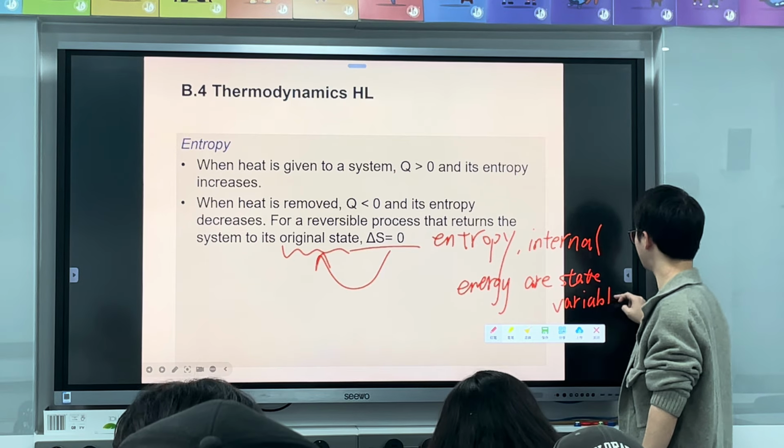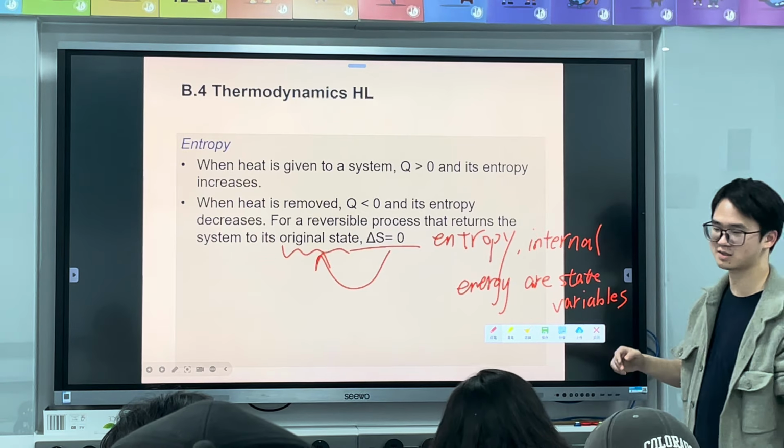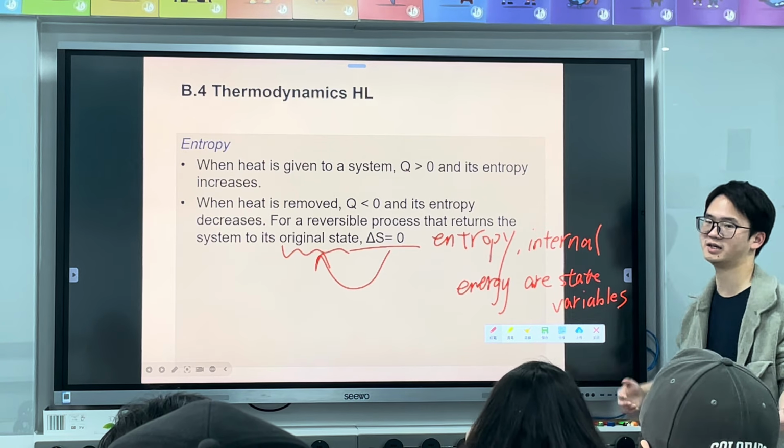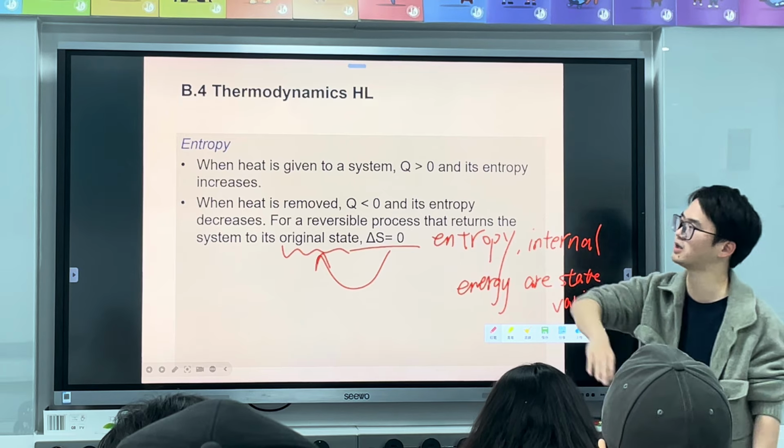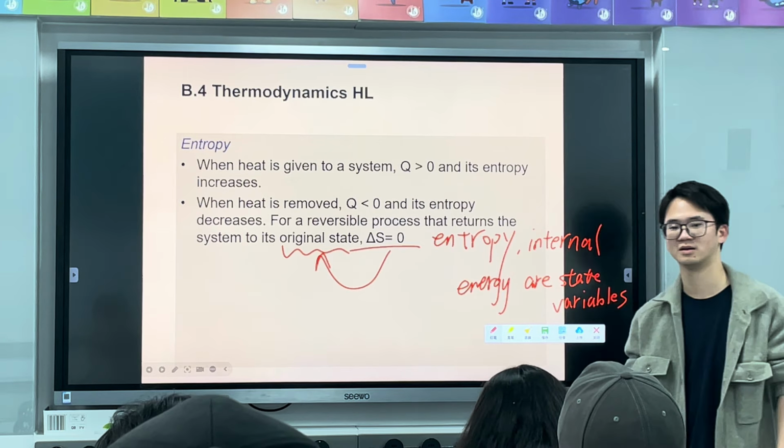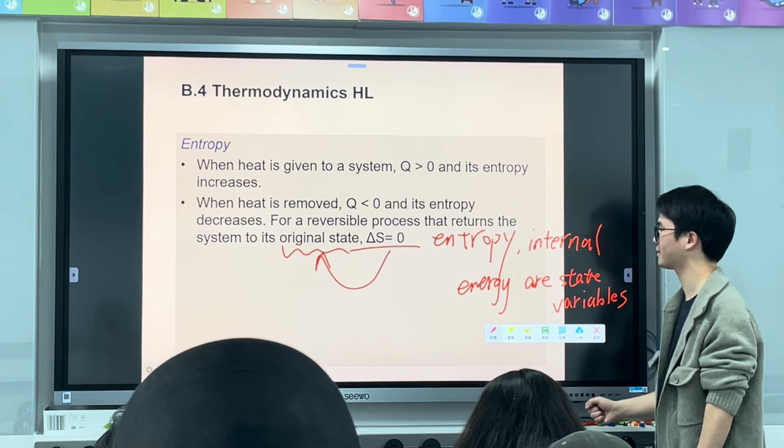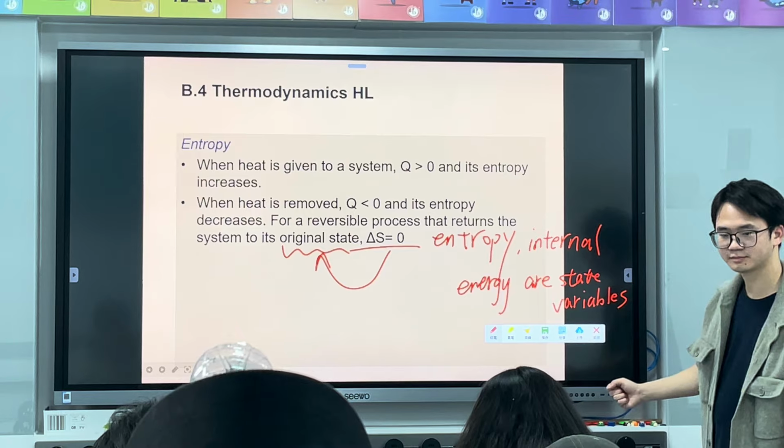State variable means it only depends on the states, initial and final state. It doesn't matter how you change from the initial to the final.